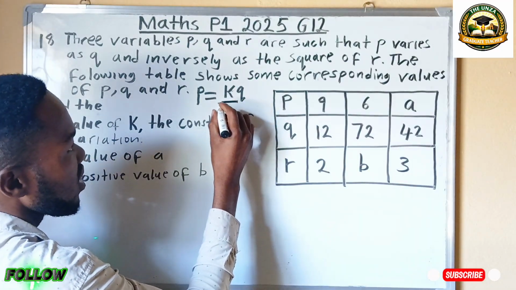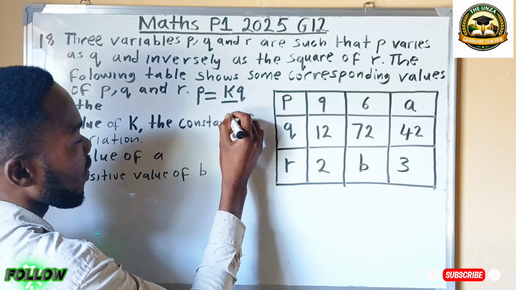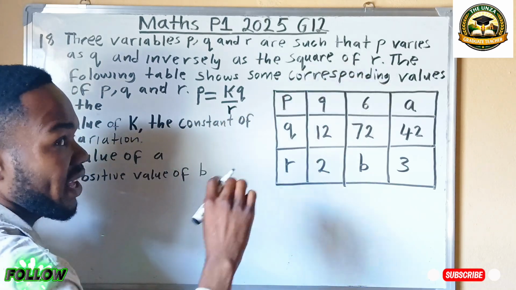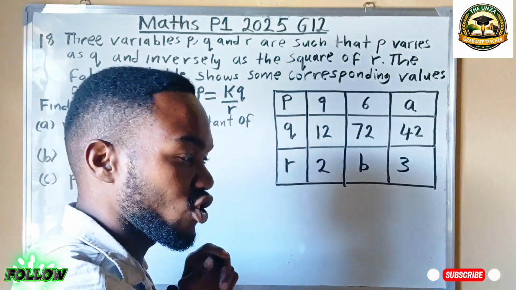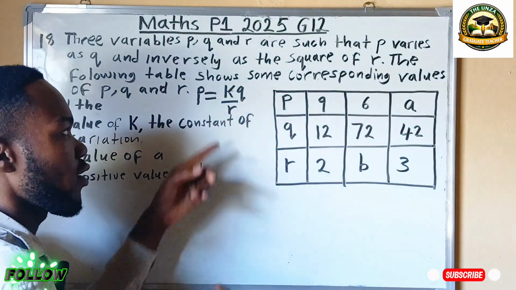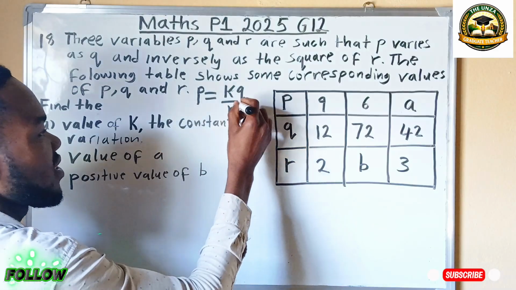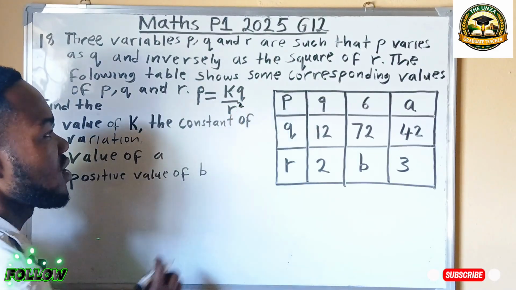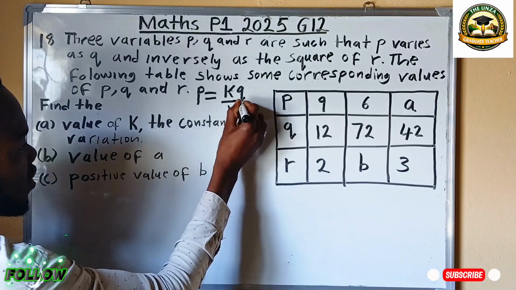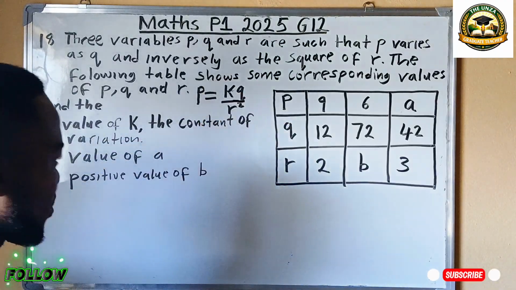Inversely as the square of R. If you just say inverse of R, you put just R. Now they say the square of R, so you have to put it over R squared. So this is a fraction that they are talking about that you must use in an exam.